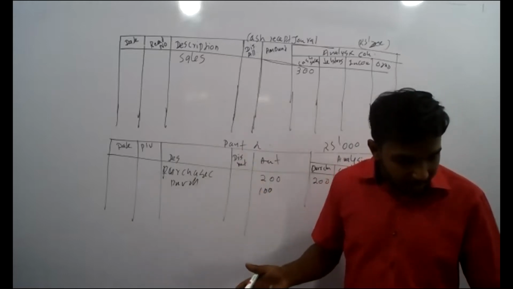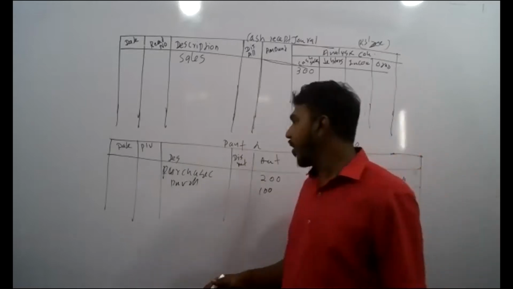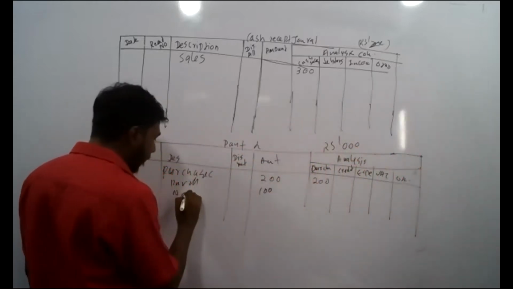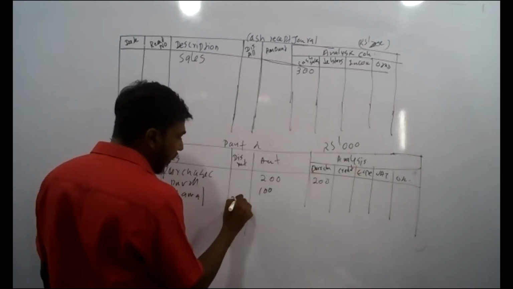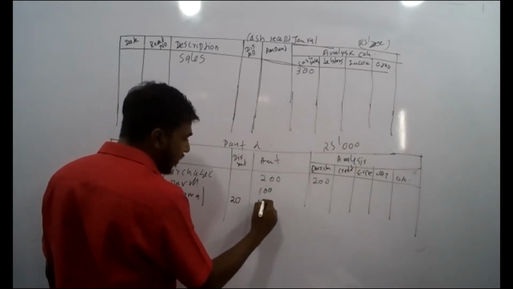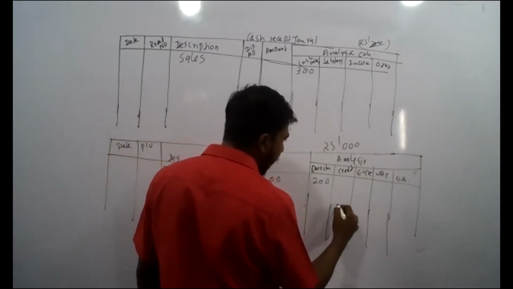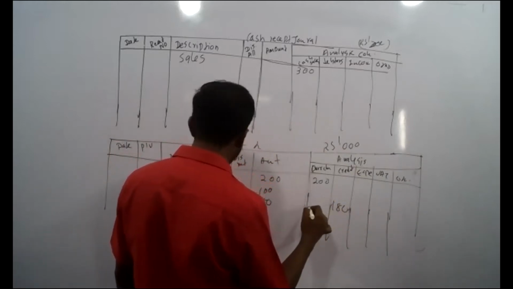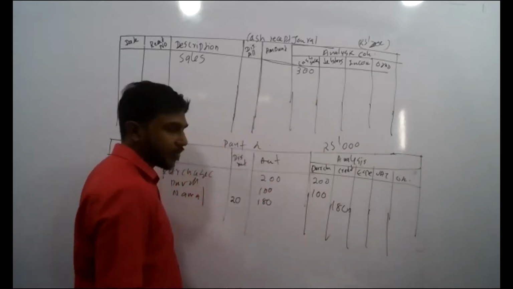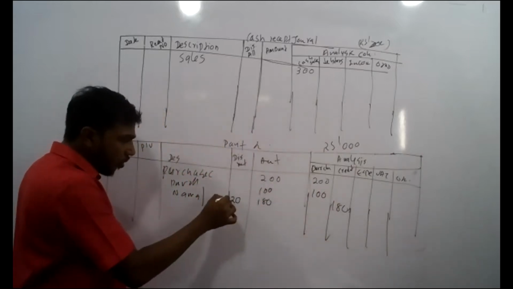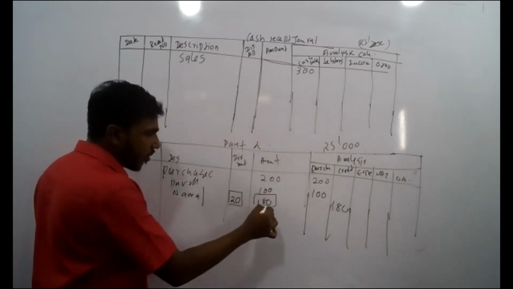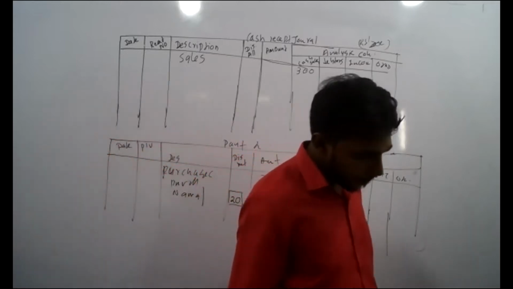Payment to Normal after receiving a discount of 20,000. So the discount is 20,000, and the payment amount is 180. For the creditors column, it should be how much? 180. Clear? You take the discount to here, and the balance part is the payment.